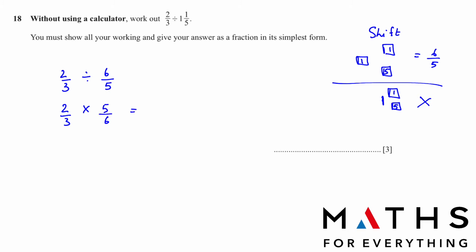And then multiply only the top first. 2 multiplied by 5, 10. And then the denominator, 3 multiplied by 6, 18. Now this you can put in the calculator and you will get the answer 5 over 9.